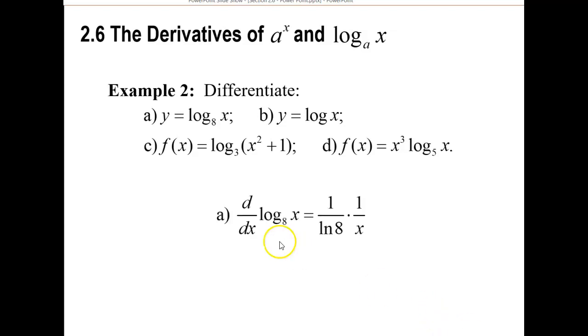All right, so for part A, the derivative with respect to x of log base 8 of x. Just by the formula, 1 over natural log of 8 multiplied by the 1 over x. For part B, log of x, remember, this is the common log, which is assuming base 10. So we have to do 1 over natural log of 10. We just have to know that's a base 10 log, times the 1 over x.